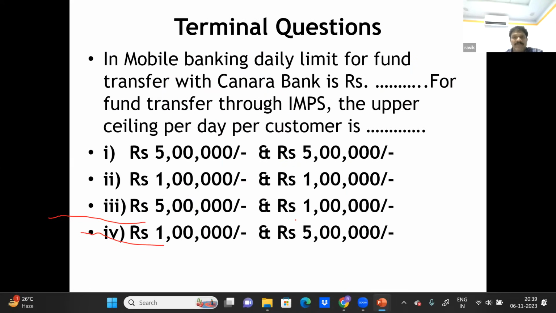In mobile banking, the limit for fund transfer of Canara Bank is dash. For IMPS, the upper ceiling per day per customer is how much? Already I told you, if anything comes for mobile banking, accept one answer, that is 25,000. Just now we have read.